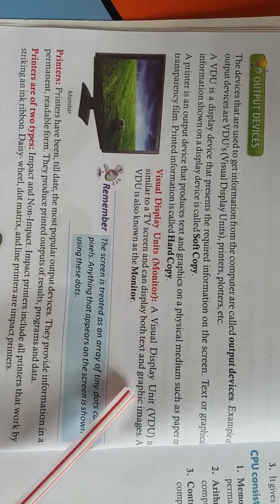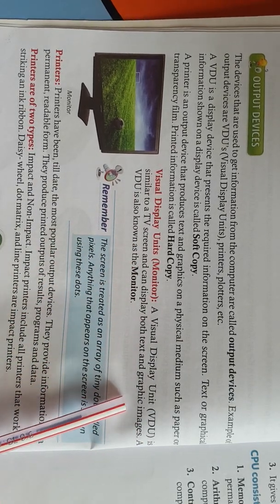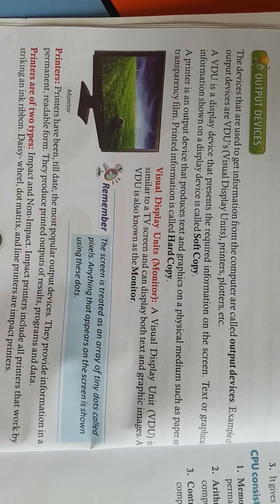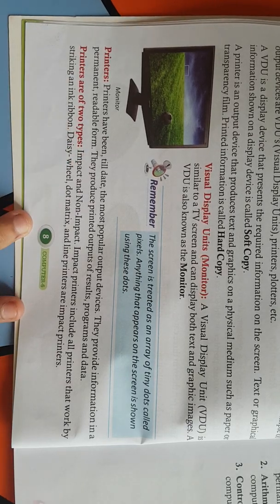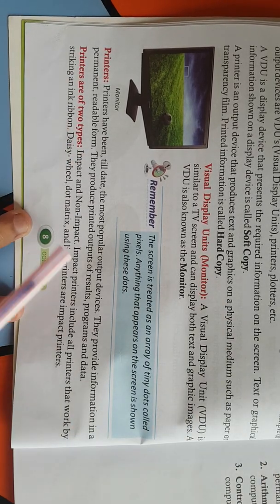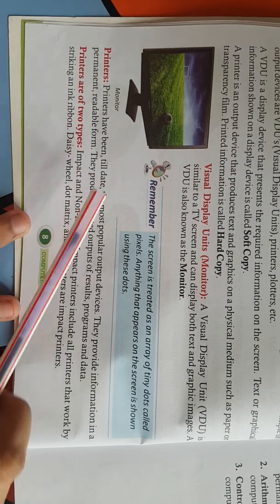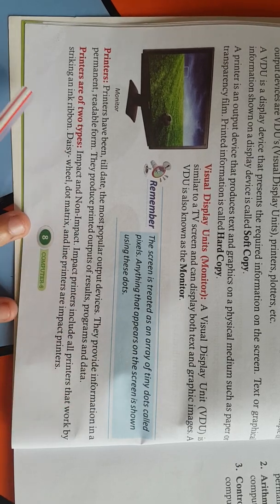Visual display unit, monitor. A visual display unit, VDU, is similar to a TV screen and can display both text and graphic images. A VDU is also known as the monitor. Printers have been till date the most popular output device. They provide information in a permanent readable form. They produce printed outputs of results, programs and data.